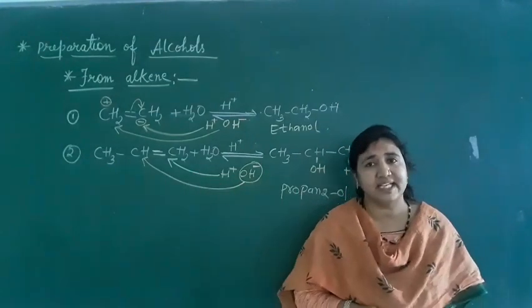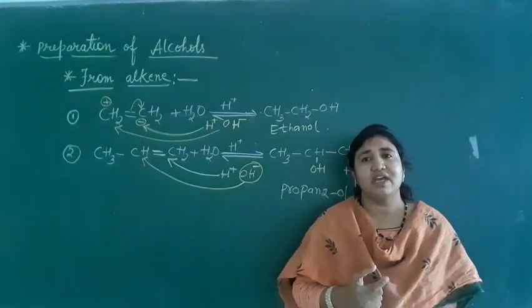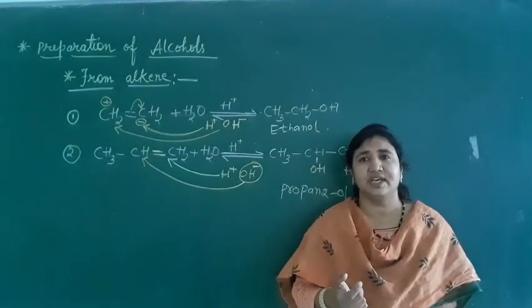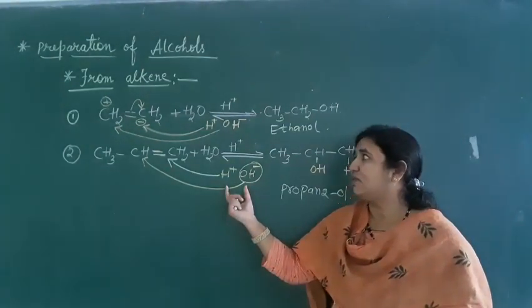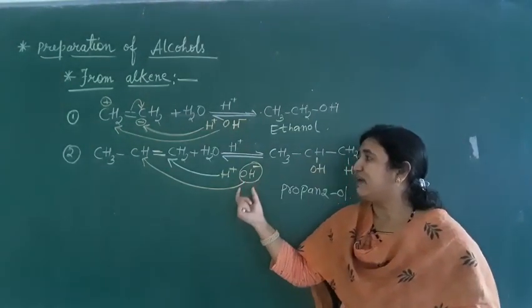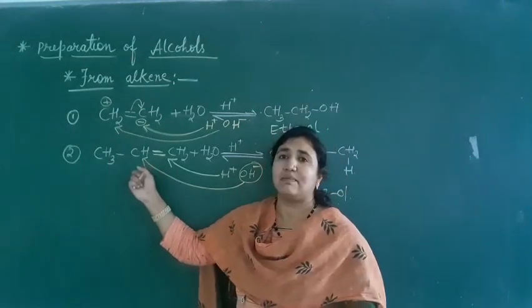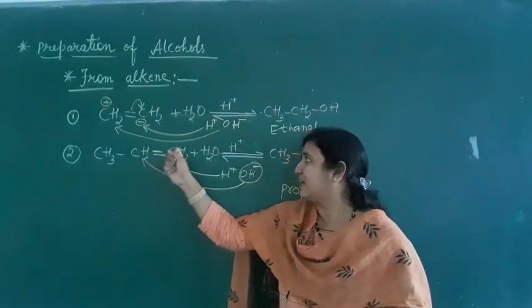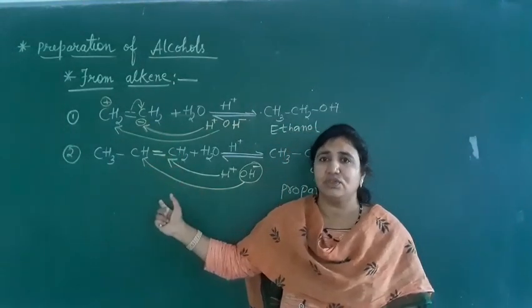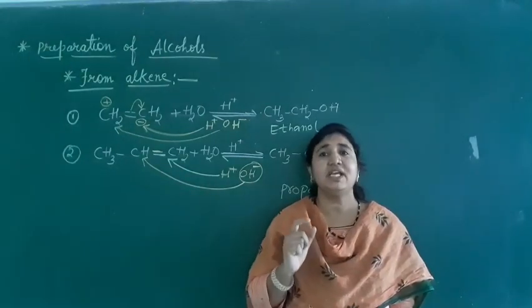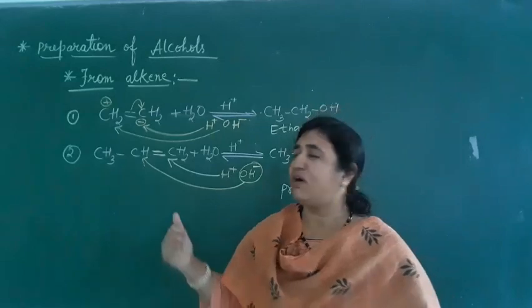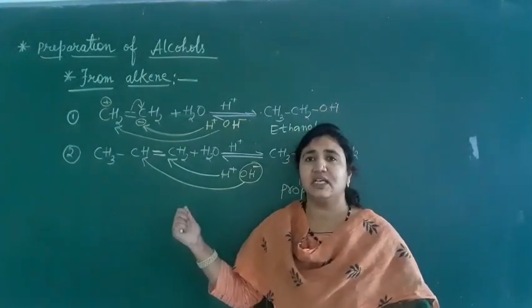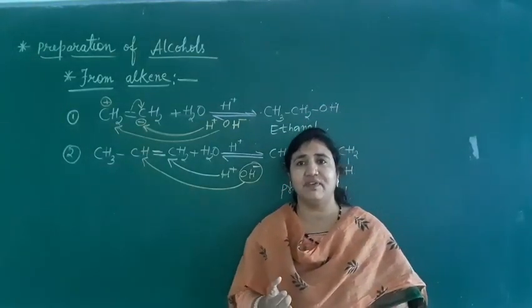Why are we using acid as a catalyst here? And according to Markovnikov's rule, why is this OH minus getting attached to this carbon only? Why is it not attaching to this carbon? We will get answers to these questions by seeing the mechanism. When we see the mechanism of this hydration of alkenes, then all questions we can clarify.